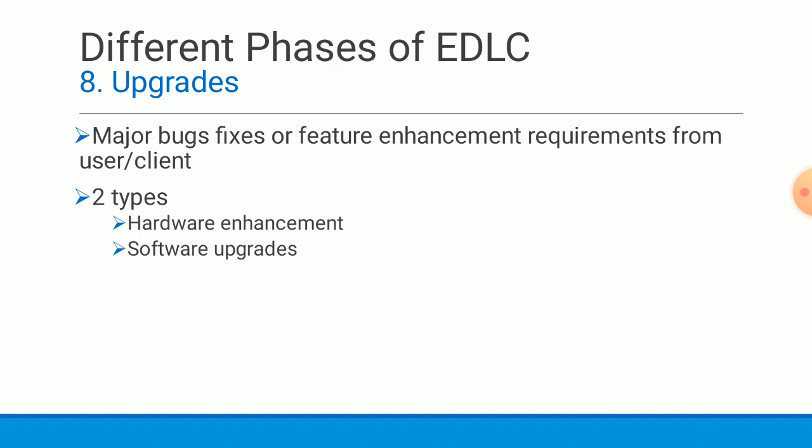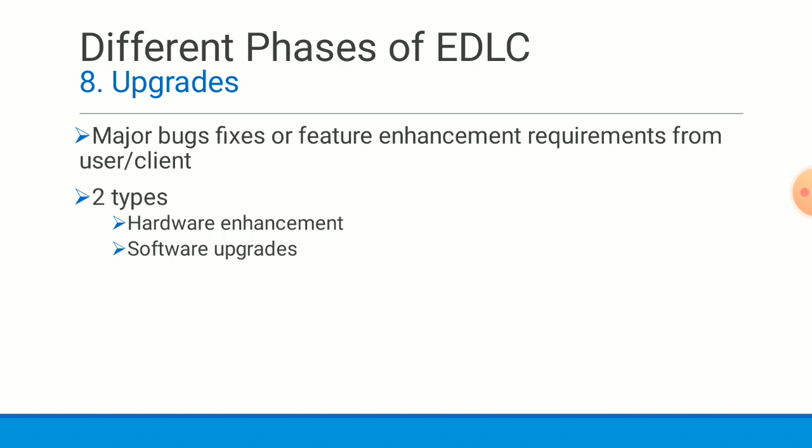Okay, so the upgradation can be done to fix a major bug or for future and feature enhancement. Okay, so mainly two reasons are there for upgradation. One is to fix the errors and second one is for feature enhancement. Okay, so we can perform the upgradation in two ways. We can upgrade the hardware, also we can upgrade the software.